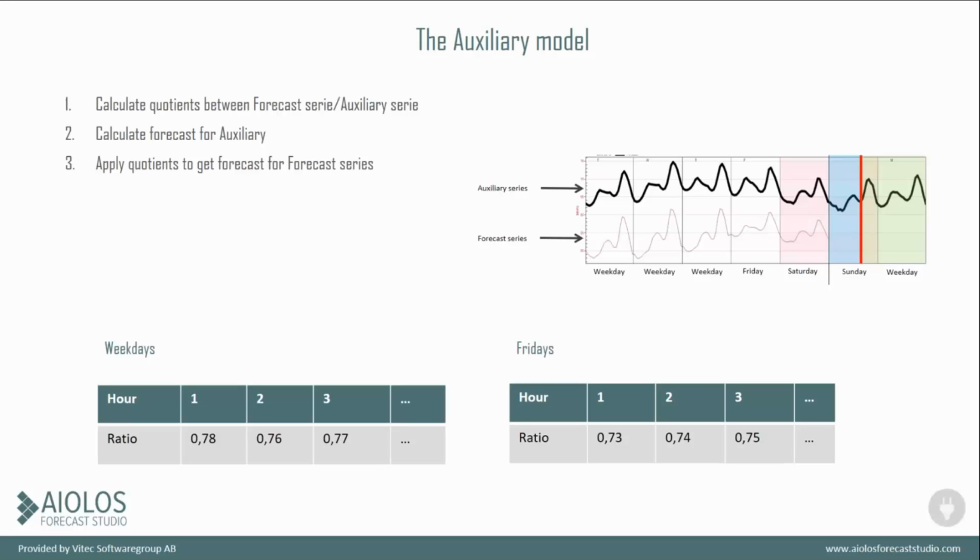Here we have our auxiliary model, which uses a different series. What you're doing here is that you use a different series, which is similar to the series that you want to forecast, and then you create from the historical data ratios between the auxiliary series and the forecasted series, so that you will get a forecast based on the one which has more historical data.